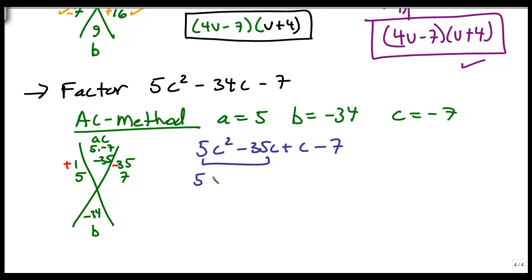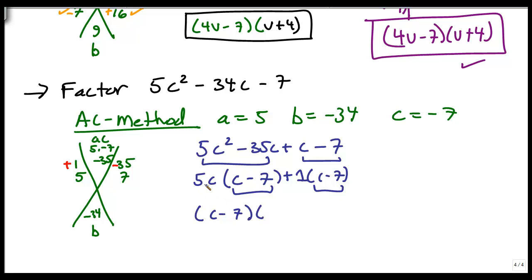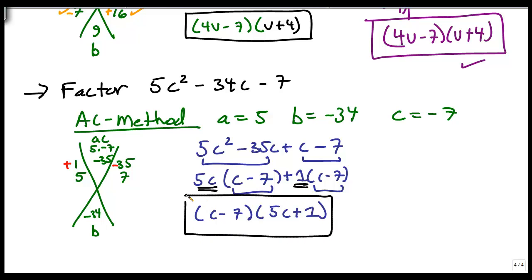Factoring by grouping, I could pull out a 5c and I'd be left with c minus 7. And then over here, there's that tricky one. I'm going to factor out a c minus 7, but I want to put a 1 here so when I reverse FOIL it, it factors correctly. So I see my GCF is c minus 7. And then I'm left with 5c plus 1. Now this is that tricky one. The 5c is obvious here, the 1 is not. But this is how it correctly factors.